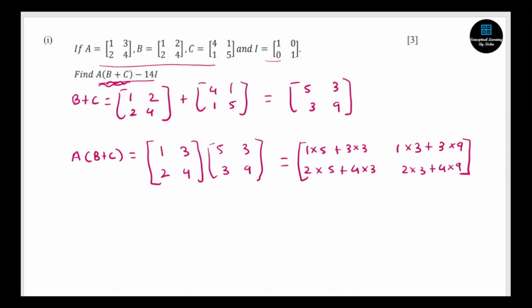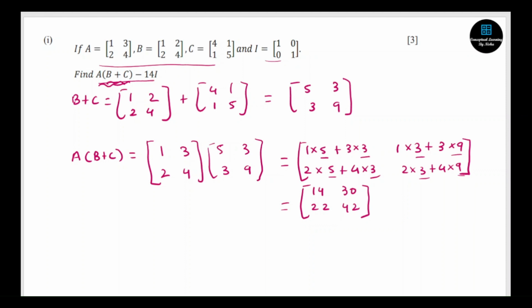See, when you write this, you will get this element the same. See the pattern. If you are not getting it, it means you are doing something incorrect. Make sure. Now when you simplify this, what do we get? 5 plus 9 is 14. This is 3 plus 27, so you'll get 30 here. Correct? This is 10 plus 12, so you'll get 22. And 6 plus 36, so you'll get 42. So I get the answer of A into B plus C.